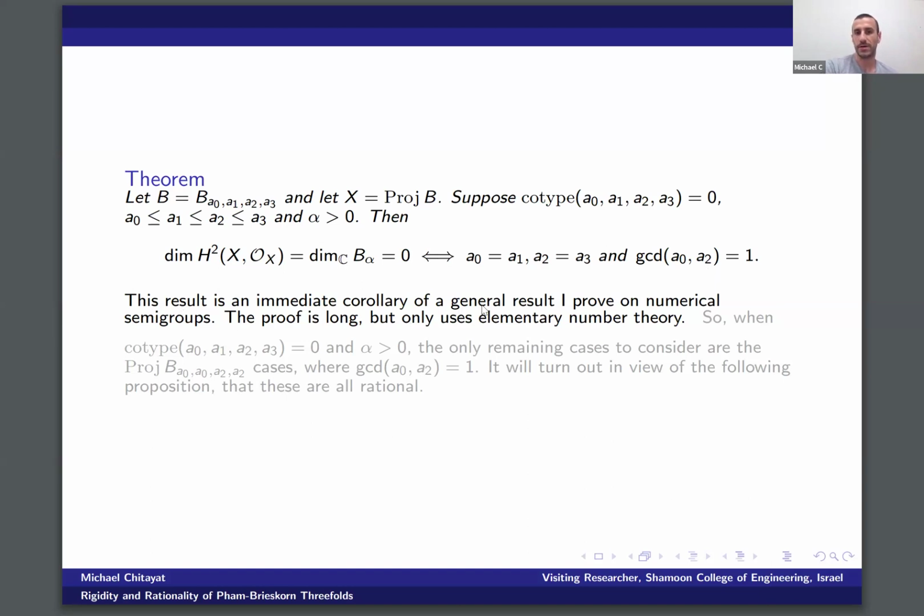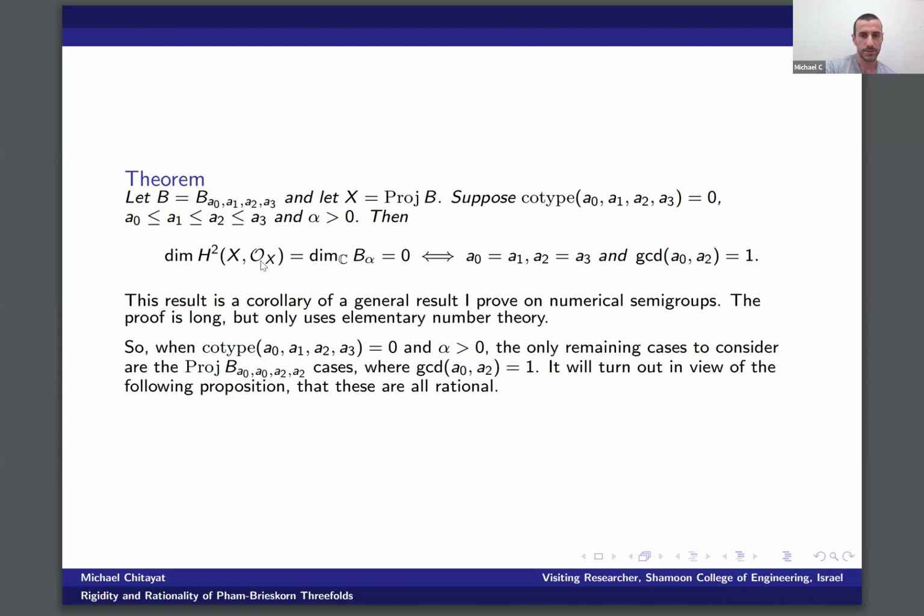And this result is a corollary of a general result that I prove on numerical semigroups. Unfortunately, the proof is long, but it only uses elementary number theory. Oh, there's a little bit of a glitch there, but we've basically reduced our problem to very few cases. When cotype is 0 and amplitude is positive, the only remaining cases to consider are the Proj of these cases where the GCD of A0 and A2 equals 1. Because when this is not the case, the dimension of the second cohomology group is non-zero, and X is not rational.